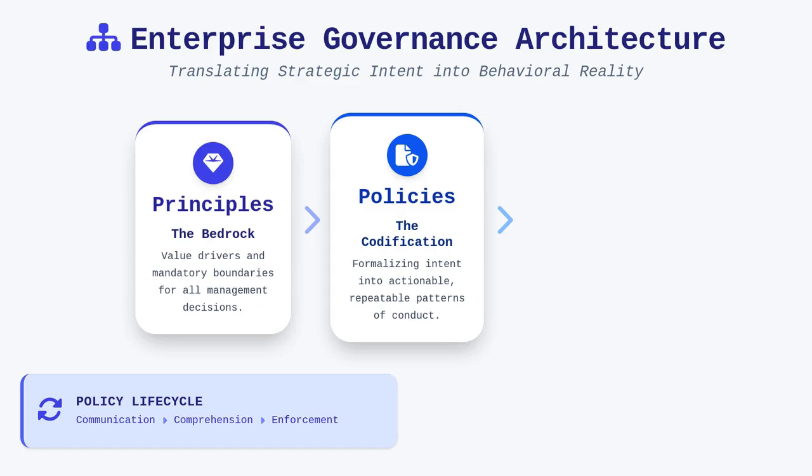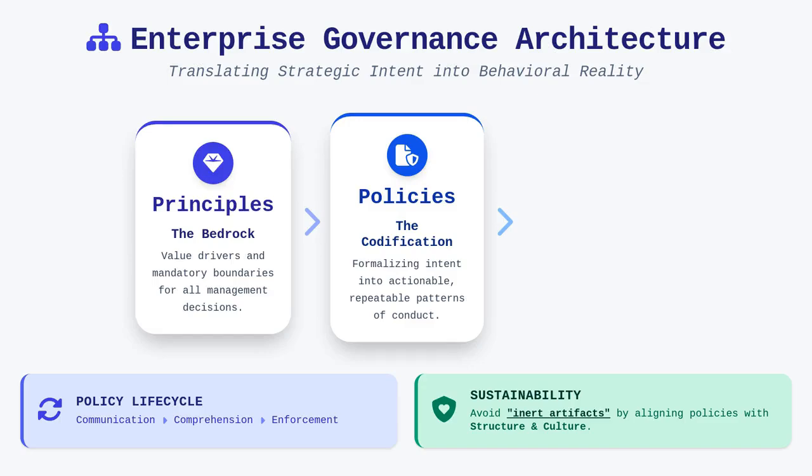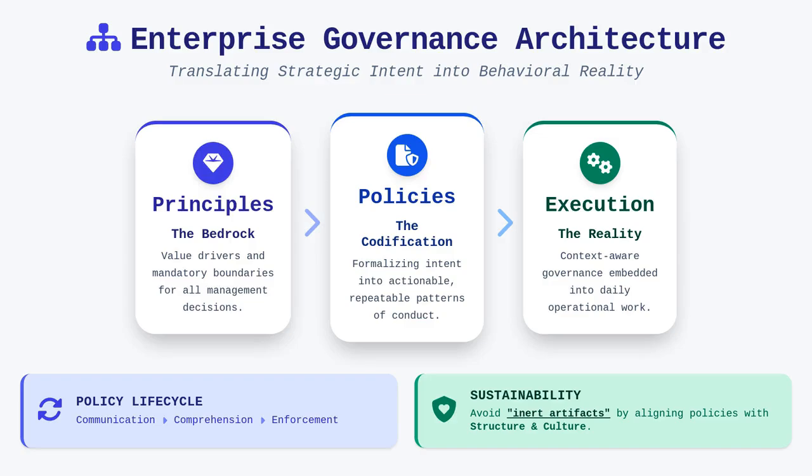If a policy exists in a vacuum, or if it lacks the support of the remaining governance components like structure or culture, it becomes an inert artifact rather than a driver of behavior. Truly effective policies are context-aware, meaning they are tailored to the specific risks and capabilities of the enterprise, ensuring that governance is embedded in the daily work rather than applied as an external constraint.